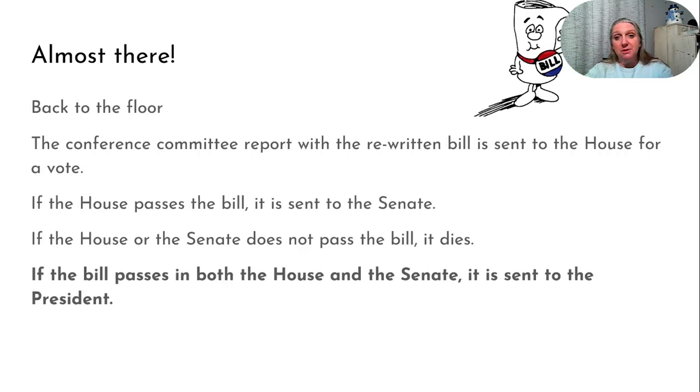Once there is a rewritten bill, it goes back to the floor of both respective chambers. The House passes the bill. If they vote in favor of it, it is sent to the Senate. If the House or the Senate does not pass the bill, if they vote it down, they say no, the bill dies. Okay, the bill can die back in conference committee. Like they couldn't come up with a compromise. It can die there.